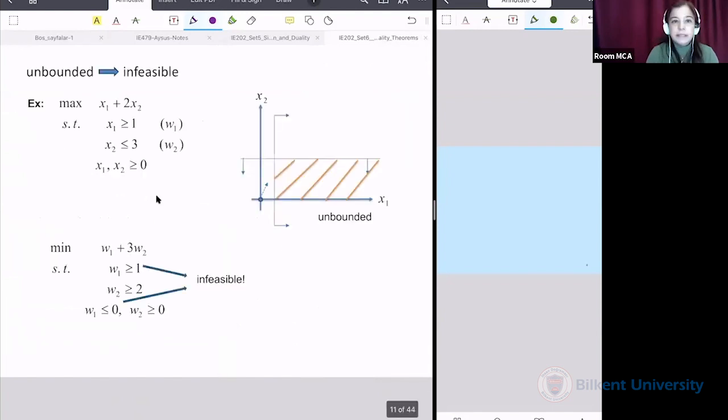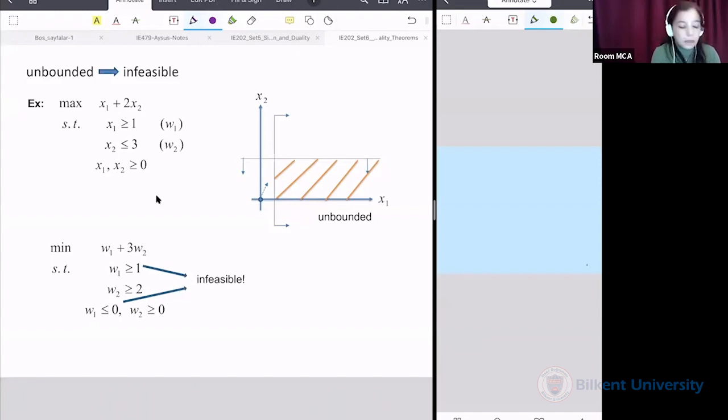Let's see the example in dimension 2. It's just an example. Let's look at this maximization problem: maximizing x1 plus 2x2 subject to these constraints, and here is the graph on the right. As you see, the problem is unbounded. You can never leave the region.